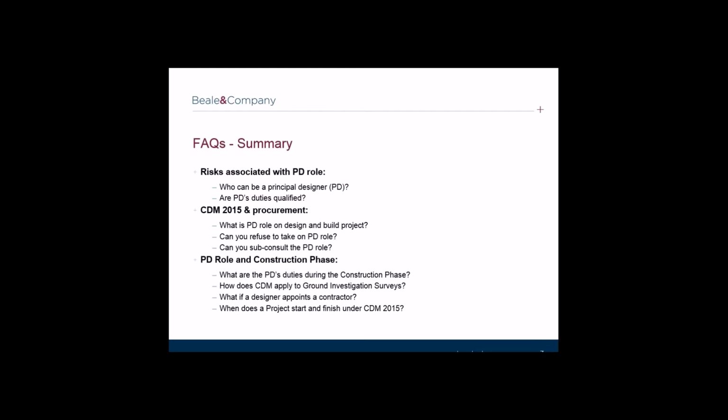As James mentioned, perhaps as a result of the absence of an ACOP and the prescriptive approach taken by the CDM regulations, the industry is still very much digesting the changes under CDM 2015 and understanding how they're going to apply in practice. We will now therefore consider some common queries we have received in relation to CDM 2015. These, broadly speaking, relate to the risks associated with the principal designer role, how CDM 2015 fits in with common procurement methods, and the PD's role during the construction phase. And these questions are all set out on the slide.